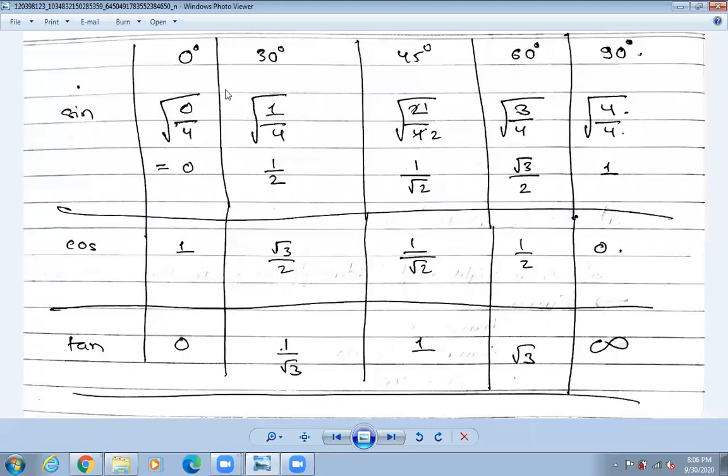So today, I think we are going to continue the next exercise. Last time we learned this topic: sine 0 is 0, sine 30 is 1 by 2, sine 45 is 1 by root 2, sine 60 is root 3 by 2 and sine 90 is 1.